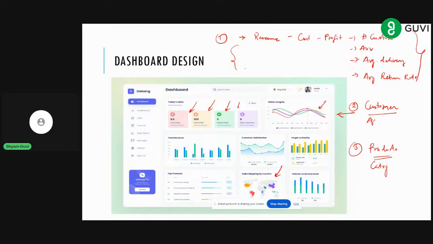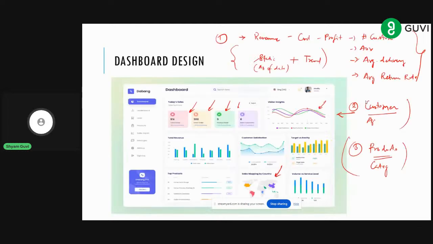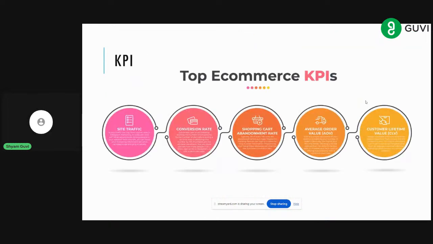So split any dashboard into three sections. One is overall metrics, static, or we can say as of date, plus trend. Then you look at customer metrics, and then you look at product metrics. In other cases you can have department or function oriented metrics as well, but these are the backbones, or you can say components, of a dashboard.